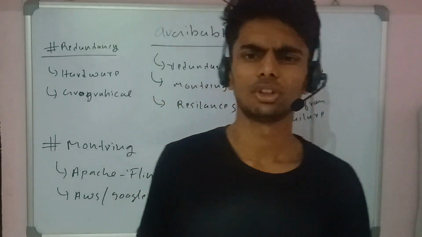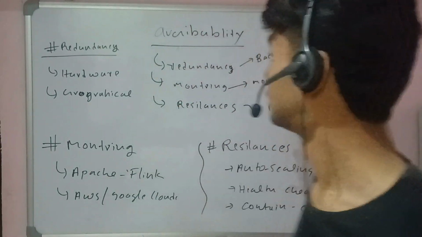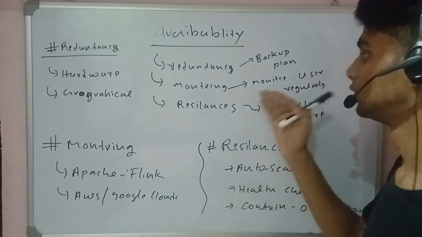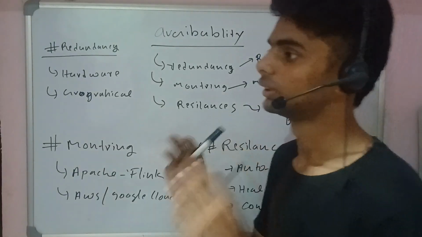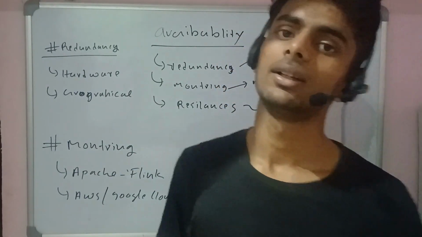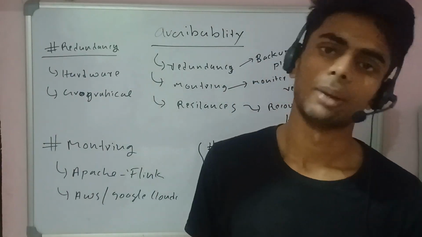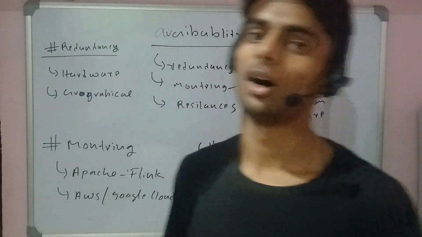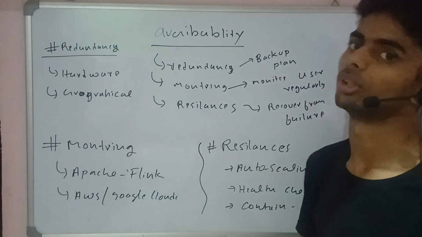So that's all about availability, and availability is all about redundancy, monitoring, and resilience. We keep these three important things in mind: how to make a backup plan, how to bounce back from failure, and how to monitor the user. That's the important part.